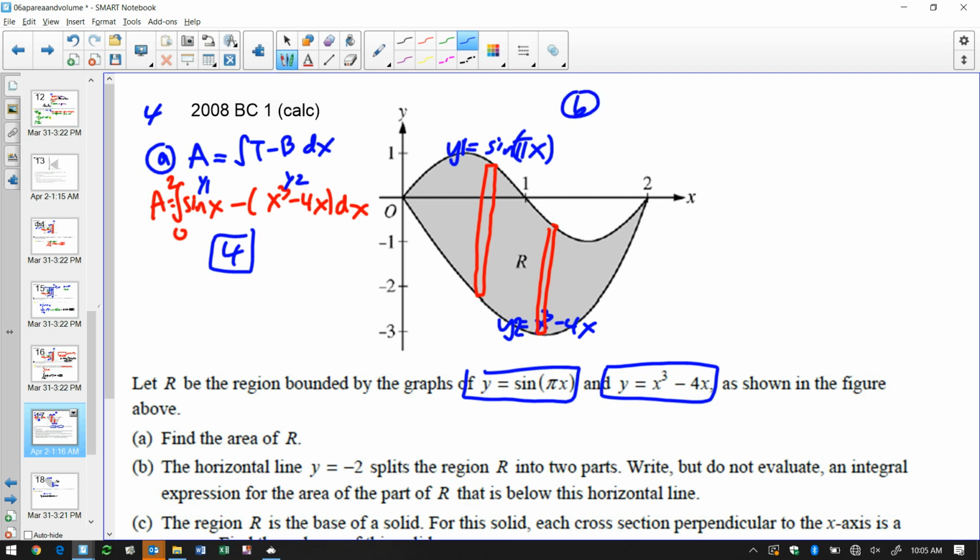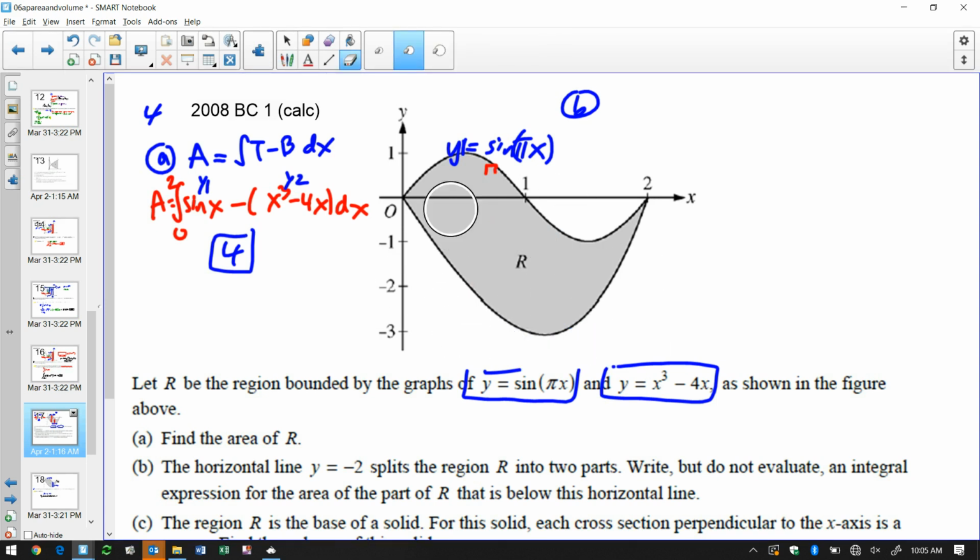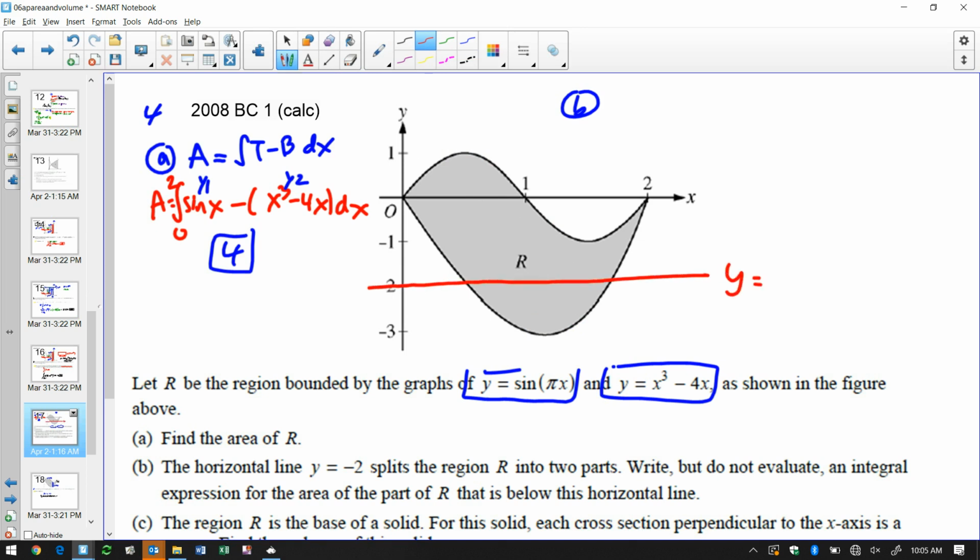Letter B says there's a horizontal line, y equals -2, that splits the region into 2 parts. Write the integral expression, don't estimate it, don't evaluate it, just write it, for the area of the part of R that is below this horizontal line. All right, so I'm going to add this line in. This line is y equals -2. Okay, and they want me to find the area underneath this line, basically. So let me highlight the area underneath this line. Can you do it? I think you can. Okay, remember this top function is y equals sine pi x, and the bottom function is y equals x cubed minus 4x. This is letter B.